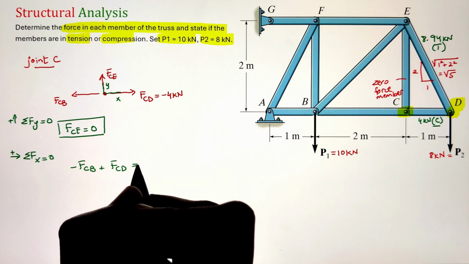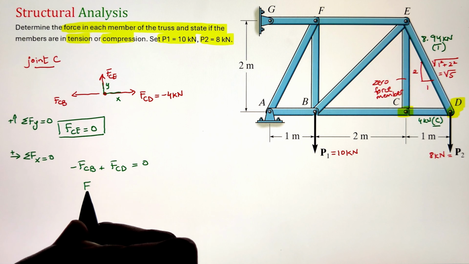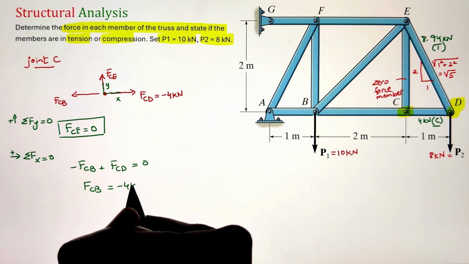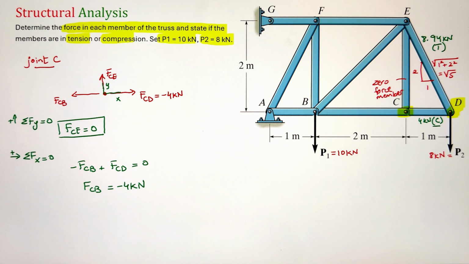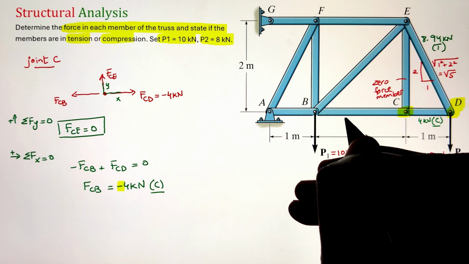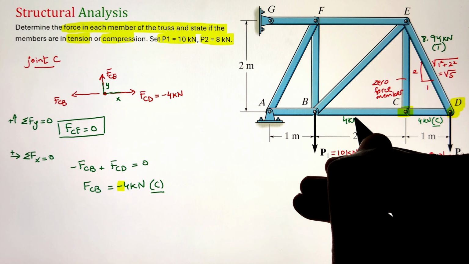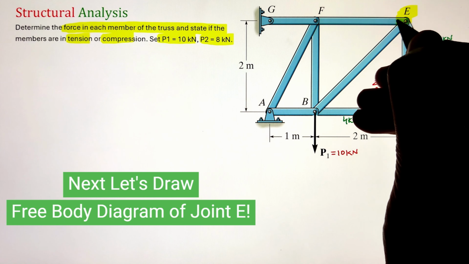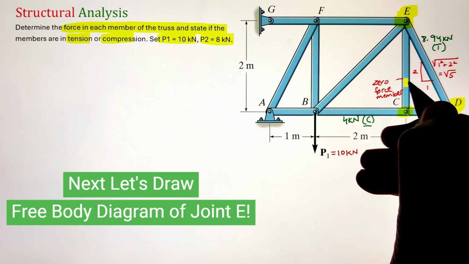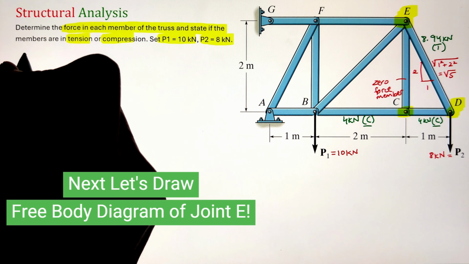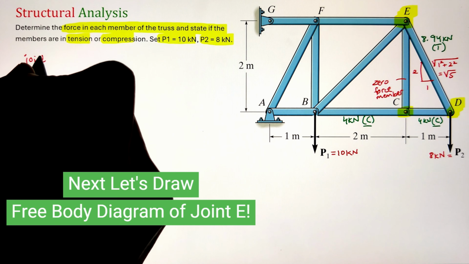Next, we can apply our summation of forces along the x direction. In this case, again, I have two forces that are pointing in opposite directions. So both of them will have the same magnitude, and our FCB is coming as negative 4 kilonewton as well. Again, the negative sign is indicating that the member is in compression.